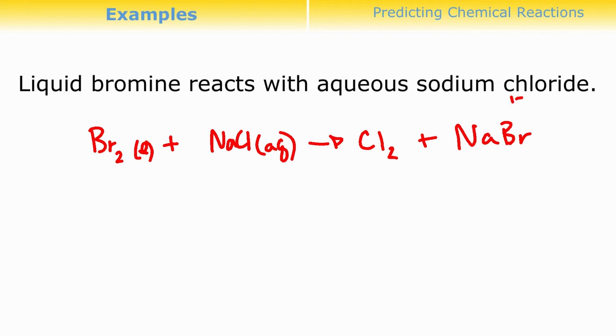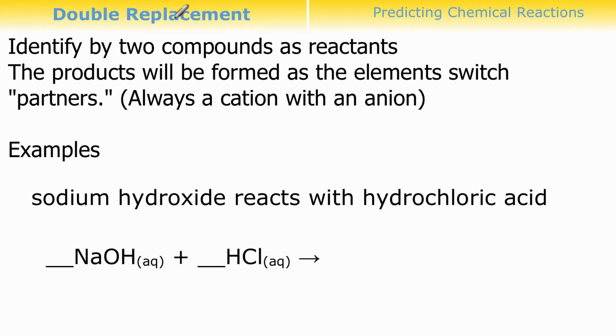Bromine's a 1 minus, sodium's a 1 plus, so this chemical formula of NaBr is correct. Okay, done. I've predicted my products. I could balance, and I should balance too, but I just want to look at writing the equations. So that's single replacement. Double replacement, same thing, except you got 2 of them.